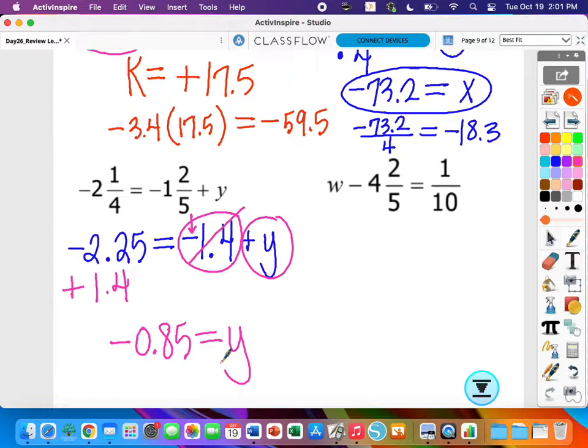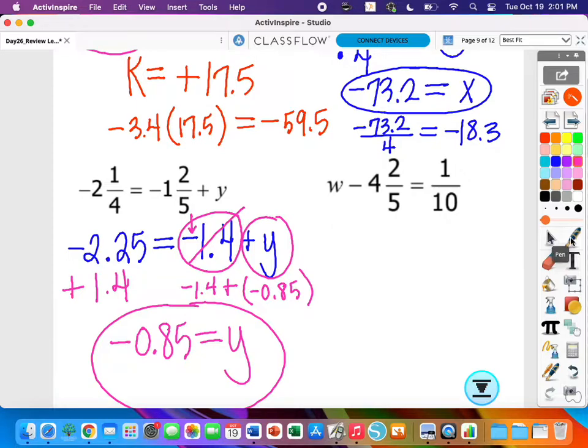Now I'm going to try this. I'm going to put it back into my problem. Negative 1.4 plus, my answer was negative 0.85. Negative 1.4 plus negative 0.85, and I got negative 2.25 in my calculator, so I know that I solved that correctly. That's your answer.